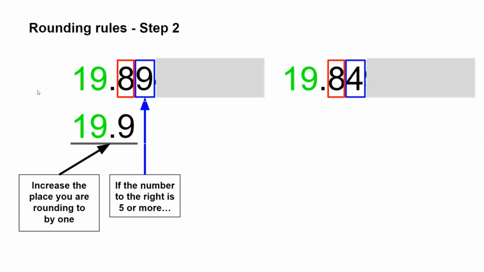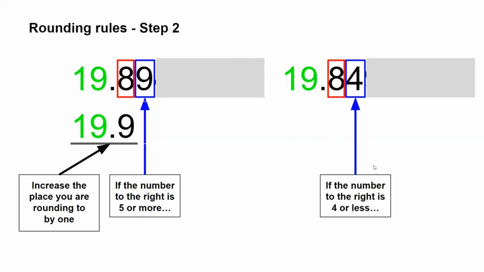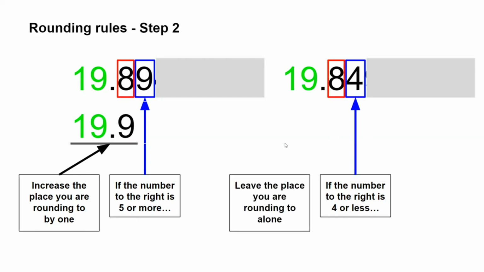Let's take a look at a slightly different number. In this case, we have 19.84, a little bit different. We look to that number to the right that's in the blue rectangle. And if that number is 4 or less, we are going to leave the 8 alone. So our answer just becomes 19.8.